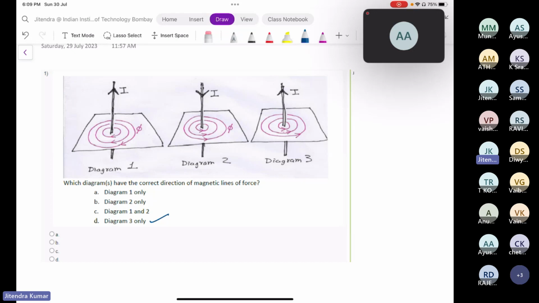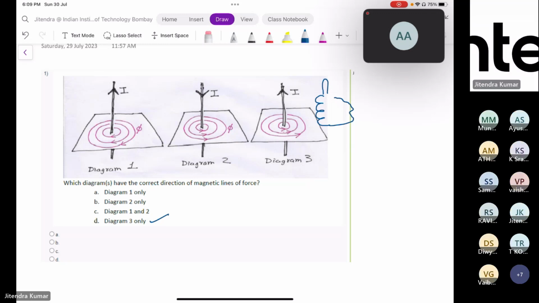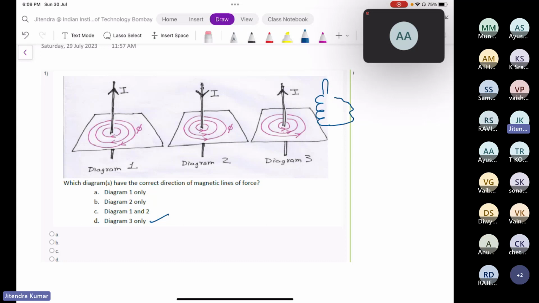Diagram D: if you keep your thumb in this direction and curl your fingers, it will be moving anti-clockwise. Okay, so I hope it is clear. Does anyone have a doubt on this? Okay, so I'm moving on, if nobody has any query related to this.